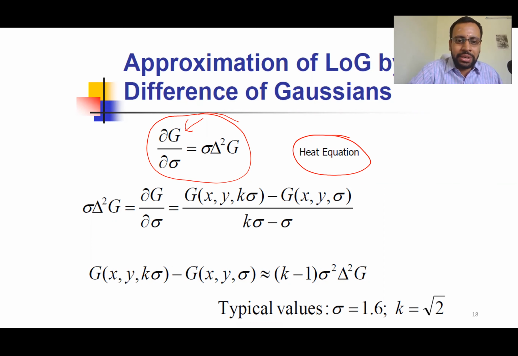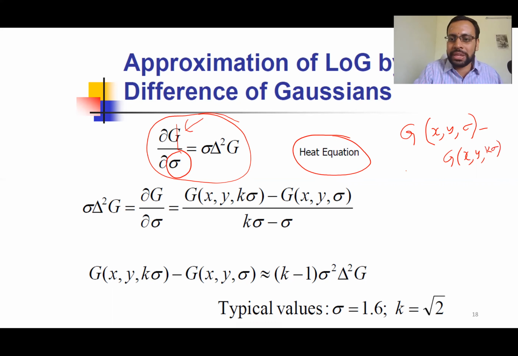If you look at it, this G, you are taking a derivative of it with respect to sigma. So how do you do that now? It is a function of x, y and sigma. I could write it as you bring a variation in sigma by a value of k sigma, for example here.